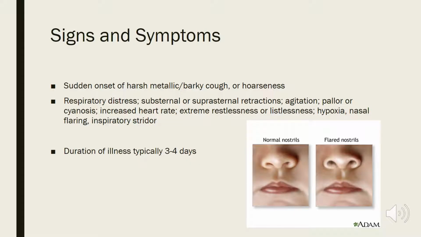Croup is characterized by cough and symptoms of respiratory distress. The cough is a sudden onset of a harsh, metallic, or barky cough or hoarseness. Signs and symptoms of respiratory distress are substernal or suprasternal retractions, agitation, pallor or cyanosis, increased heart rate, extreme restlessness or listlessness, hypoxia, nasal flaring, and inspiratory stridor. The duration of the illness is typically 3 to 4 days.